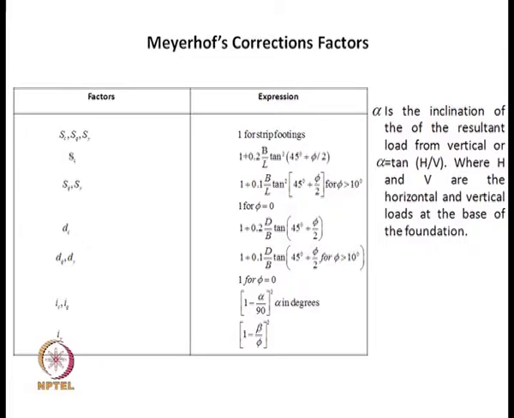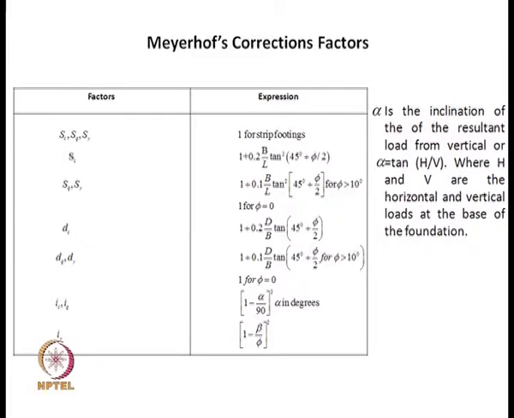Similarly, by the depth factor we can define this. D is the depth of the foundation, B is the width of the foundation and we can determine the DC value. Similarly, for DQ and D gamma value also we can determine for phi greater than or equal to 10 degree, and for phi equal to 0 this value is 1.